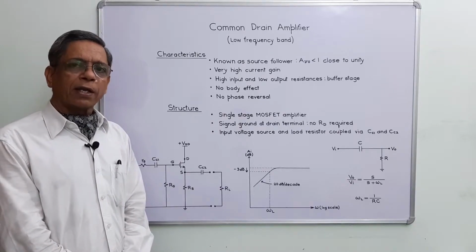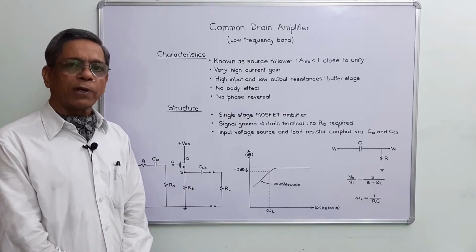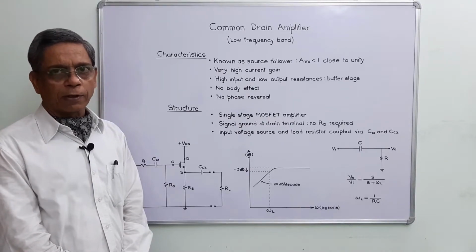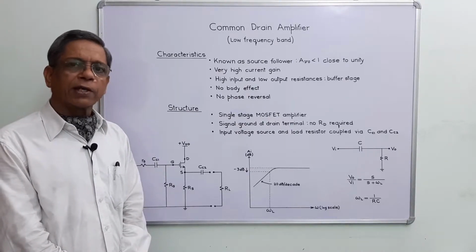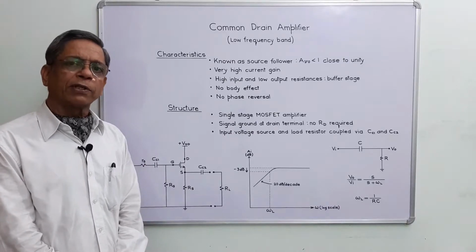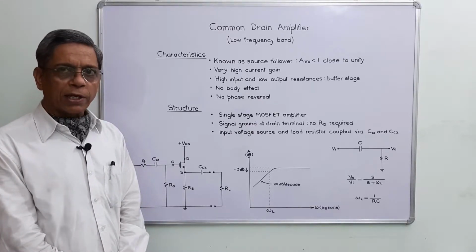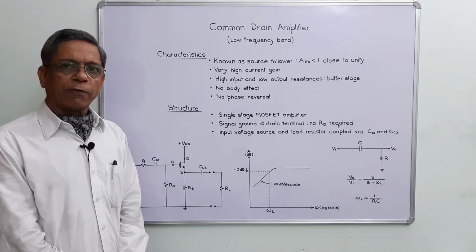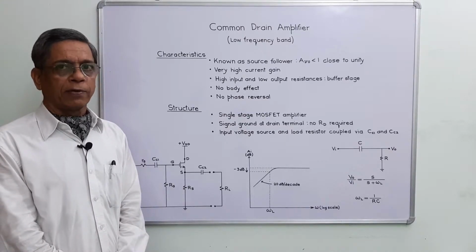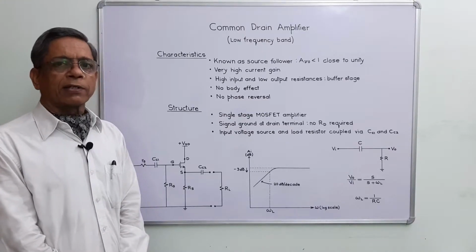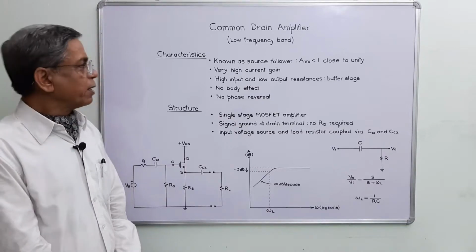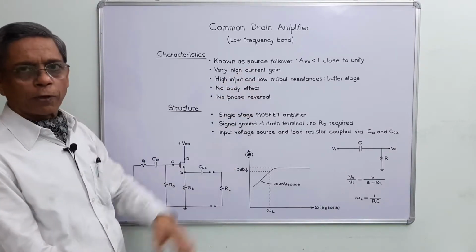I refer to my earlier lecture number 9 for the development of a small signal equivalent circuit for MOSFET amplifiers, and lecture number 11 for the derivation of the transfer function of voltage gain for the common drain amplifier at mid frequency band. Starting with the characteristics of the common drain amplifier, this is better known as the source follower.